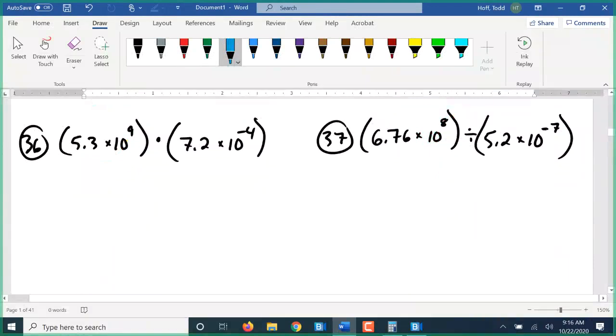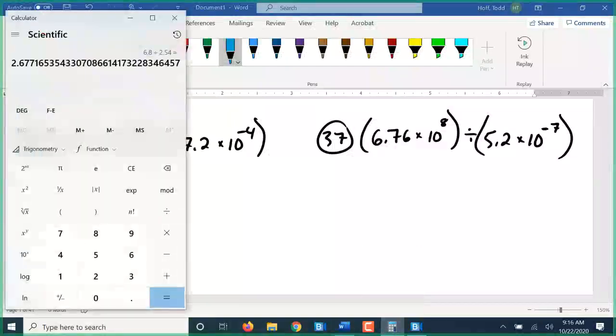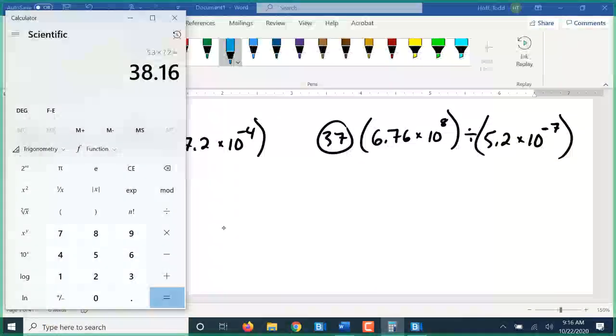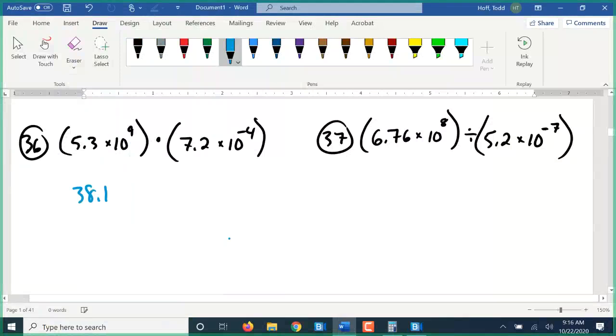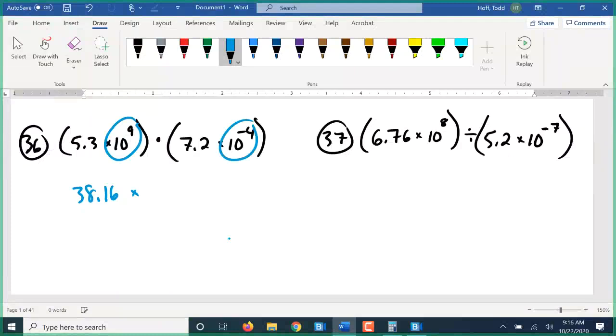36, multiplying. We don't need the same name. We're going to combine the counts. 5.3 times 7.2. Oops, try the right numbers. 5.3 times 7.2 is 38.16. Then we also combine the names. Now remember, when we multiply, we add powers. 10 to the 9th times 10 to the negative 4th. 9 plus negative 4 is 10 to the 5th. Now we have to move that decimal point because there's 2 digits in front of it. That becomes 3.816. Number got smaller, power gets larger. Times 10 to the 6th.